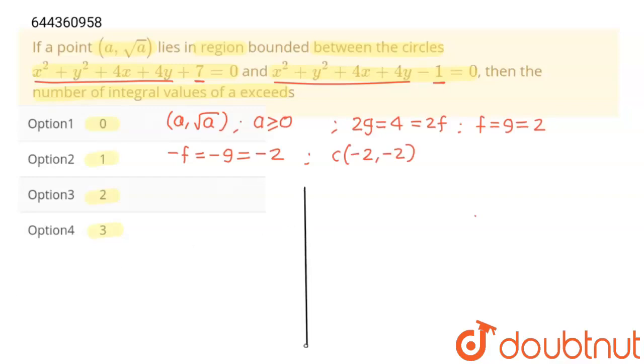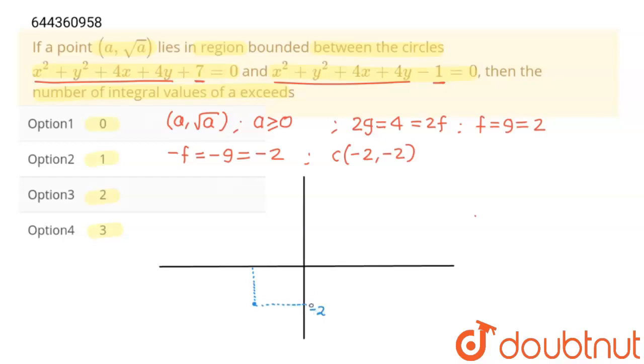This is our y-axis, and this is our x-axis. Now I'm going to draw both the circles. This center (-2, -2) lies in the third quadrant. This is our point (-2, -2): minus 2 on the y-axis, minus 2 on the x-axis.